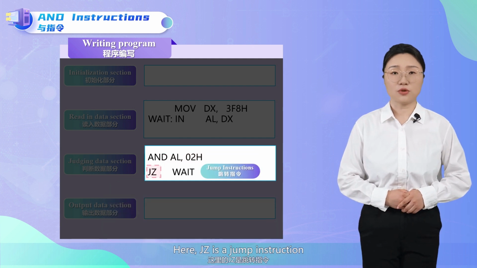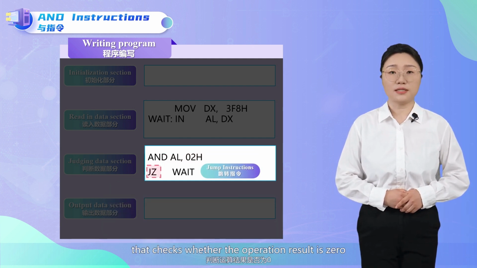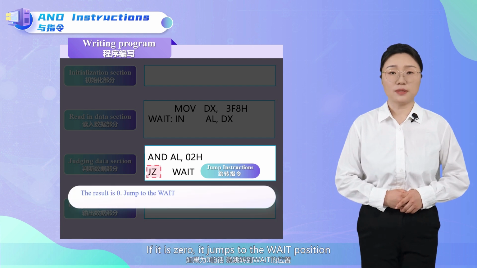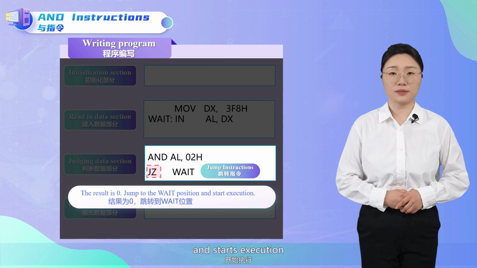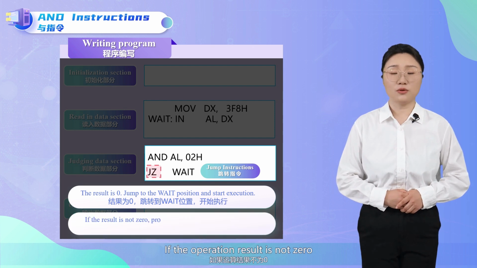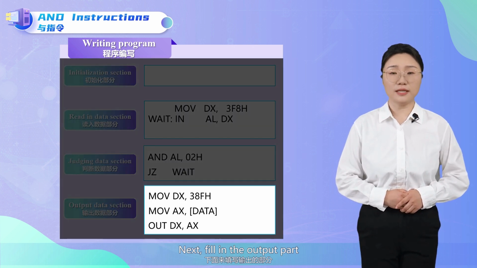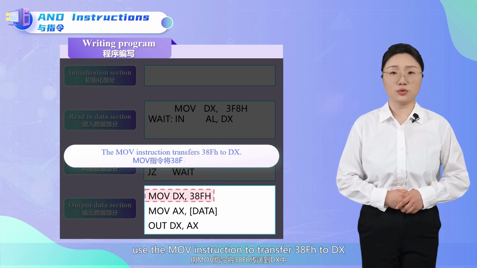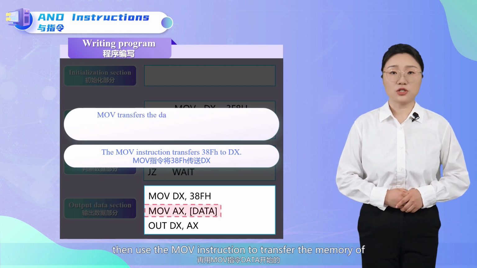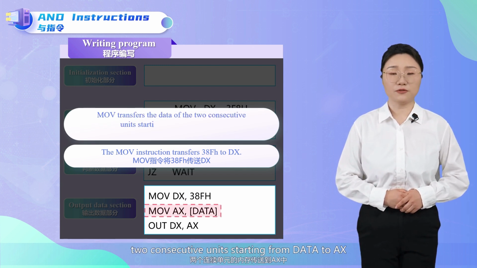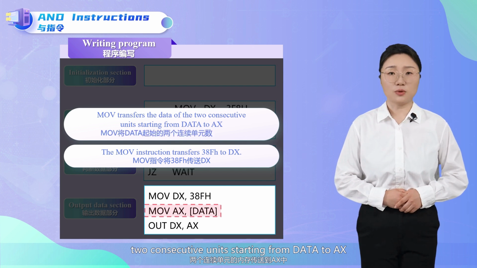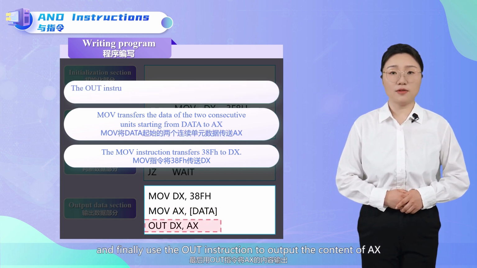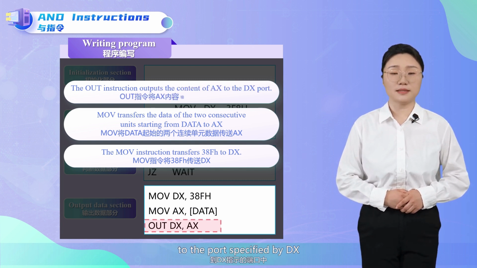Here JZ is a jump instruction that checks whether the operation result is 0. If it is 0, it jumps to the WAIT position and starts execution. If the operation result is not 0, it continues to execute the next instruction. Next, fill in the output part. Use the MOV instruction to transfer 38FH to DX. Then use the MOV instruction to transfer the memory of 2 consecutive units starting from DATA to AX. And finally, use the OUT instruction to output the content of AX to the port specified by DX.